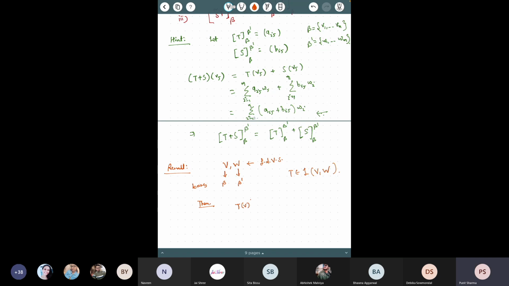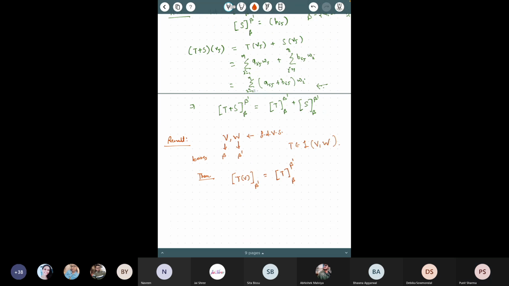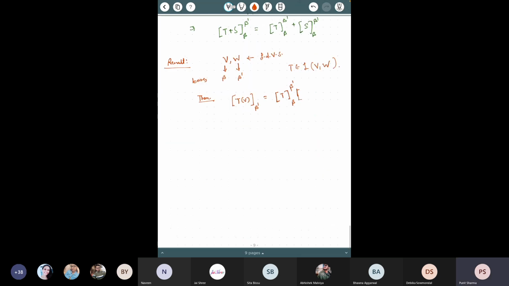is a vector in W, and then if I write the matrix of T of V with respect to B dash, because T of V is a vector in W and we have a basis for W which is B dash, this matrix of T of V is actually equal to the matrix of T with respect to B and B dash multiplied by the matrix of V with respect to B. This is true for all vectors V.